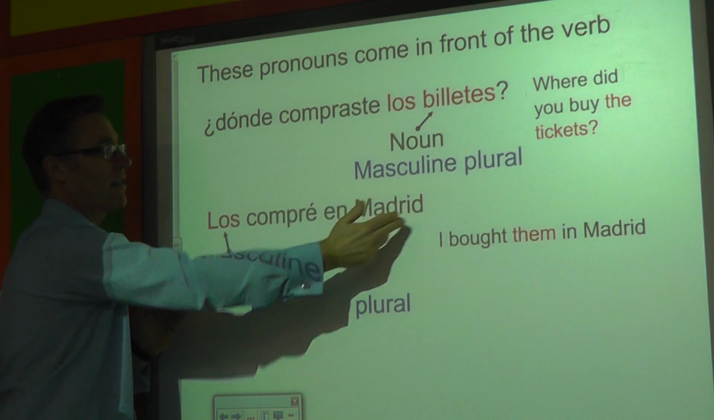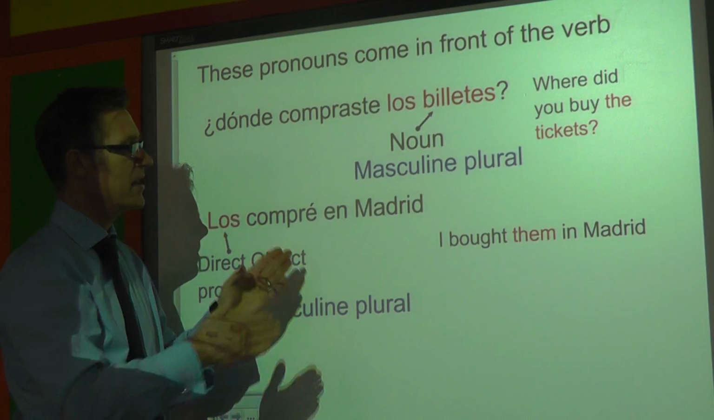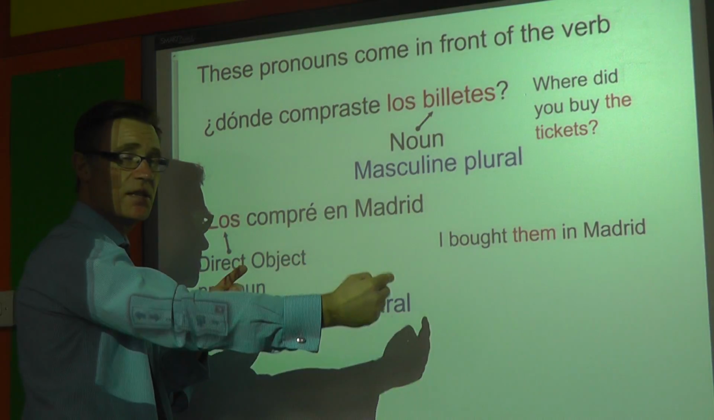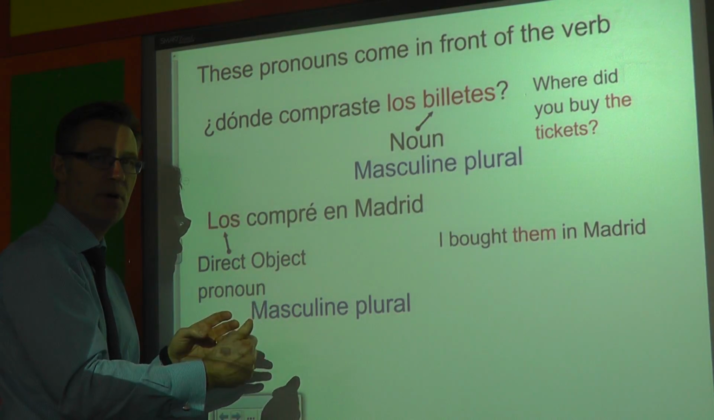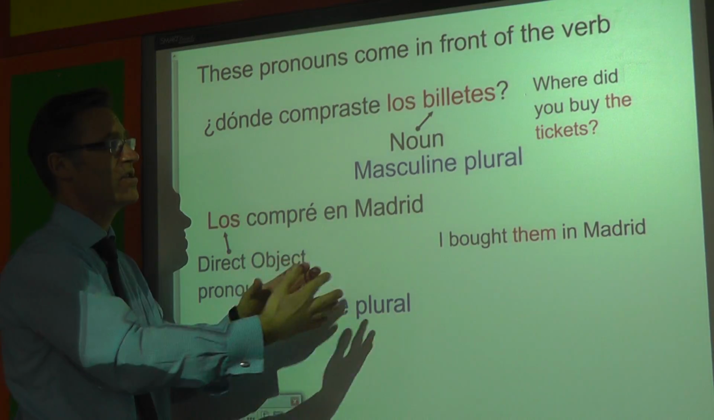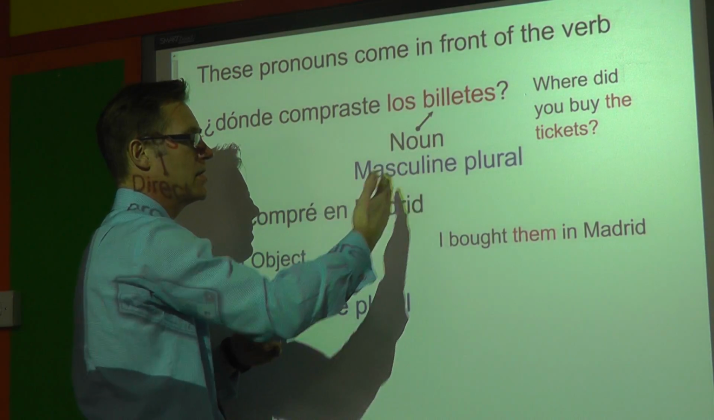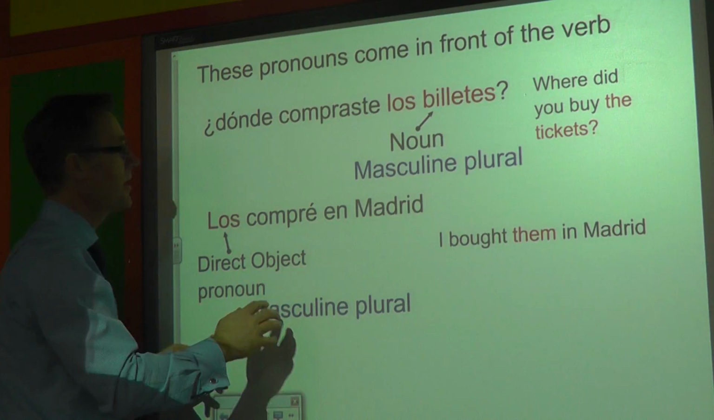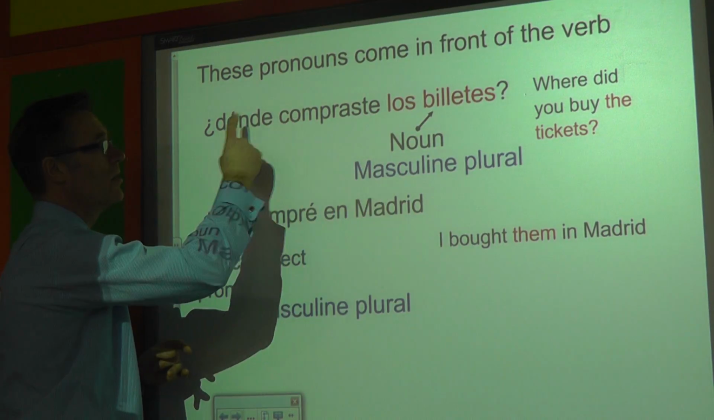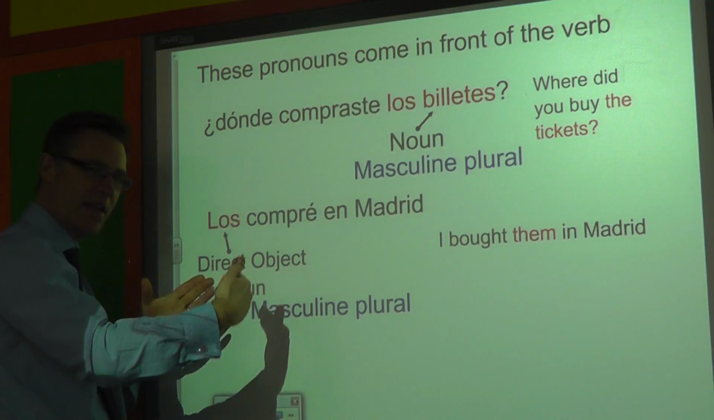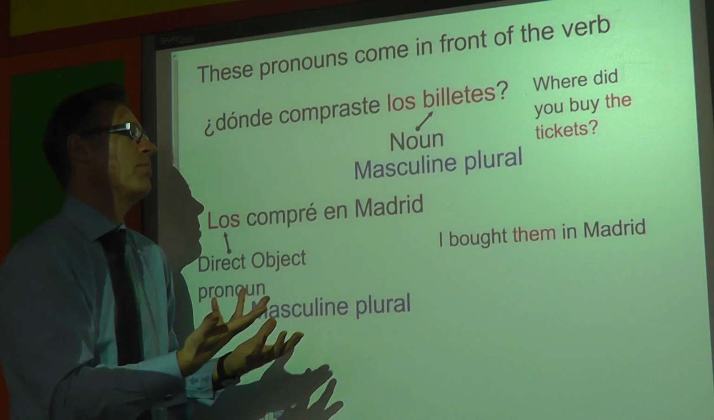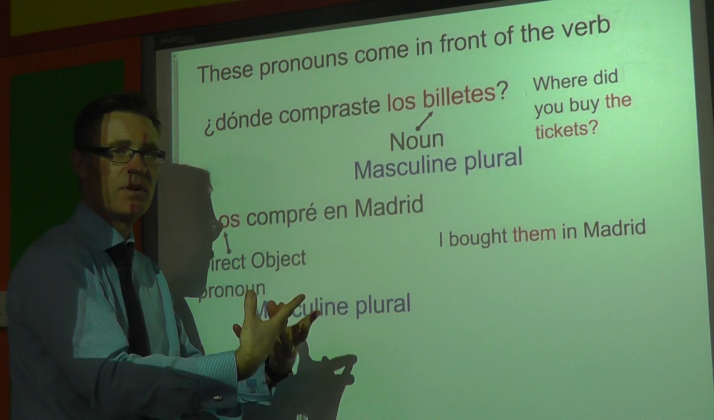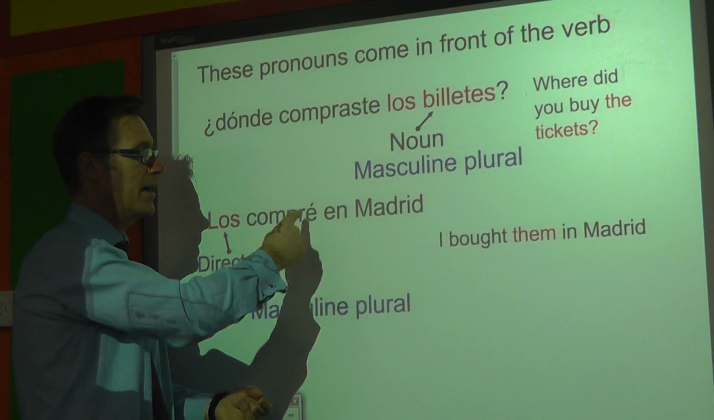Los compré en Madrid. Notice also that in Spanish, our object pronoun comes before our verb, whereas in English it doesn't. There are two things to remember: one, the object pronoun must be the same category of word, and two, it goes before the verb. I bought them in Madrid. In Spanish, los compré en Madrid. So instead of a clumsy or more complicated construction like compré los billetes en Madrid, we just want to simplify language and say los compré en Madrid.